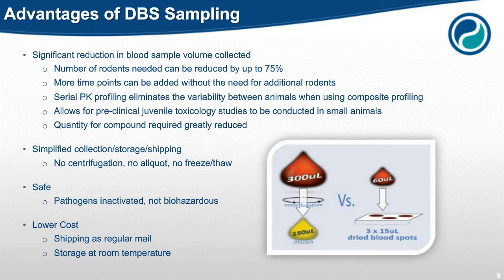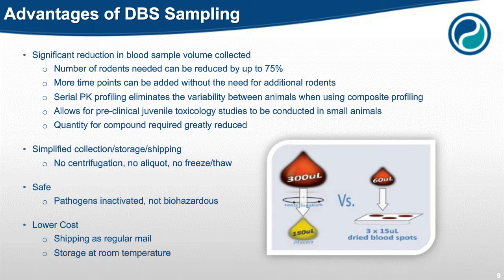The handling of DBS samples is also a lot simpler than traditional blood collection procedures. There's no centrifugation needed to harvest plasma, no freezing needed. You don't need to transfer the plasma into a second container, no need to aliquot.